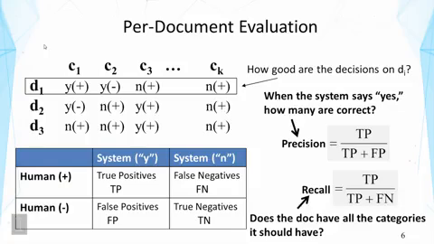So these are all the cases where the human says the document should have this category. So this represents all the categories that it should have got. And so recall tells us whether the system has actually indeed assigned all the categories that it should have to this document. This gives us a detailed view of the decisions on each document. Then we can aggregate them later.